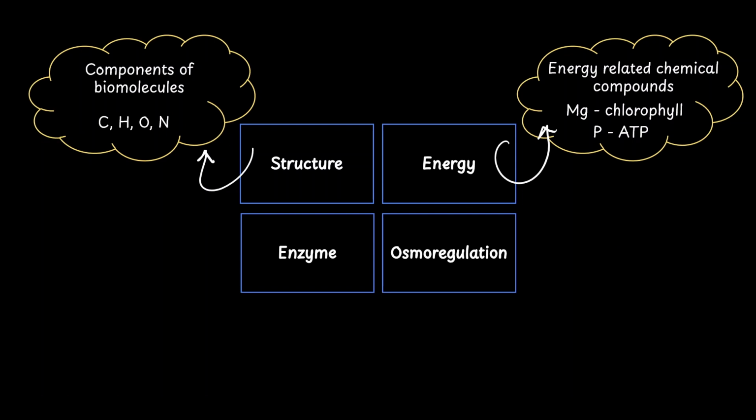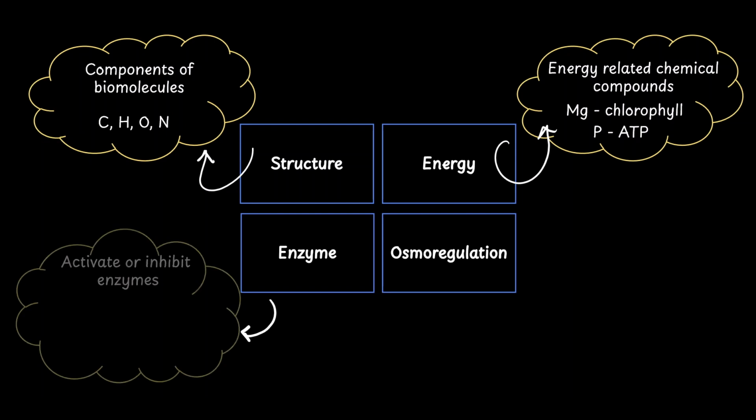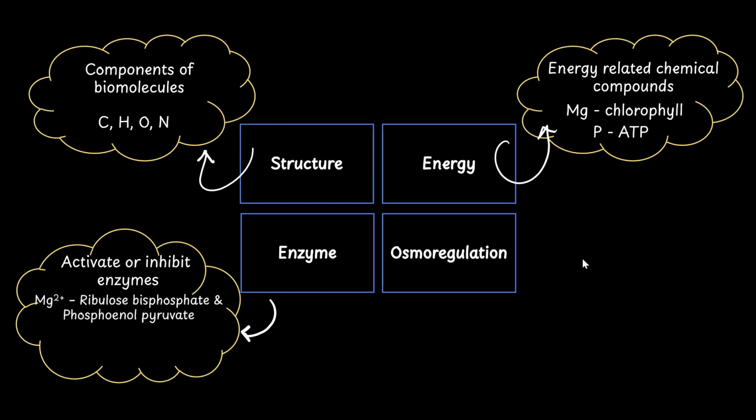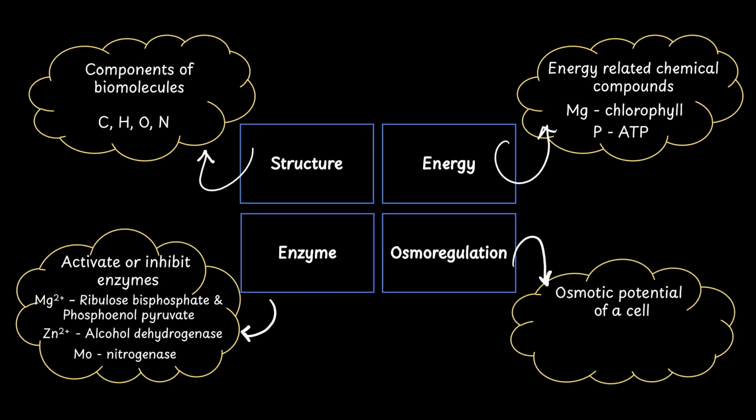Certain essential elements activate or inhibit enzymes. Magnesium is an activator for both ribulose bisphosphate as well as phosphoenol pyruvate, both of which are critical enzymes for fixation process in photosynthesis. Zinc is an activator of alcohol dehydrogenase and molybdenum is very important for nitrogenase during the nitrogen metabolism. And finally, some essential elements can alter the osmotic potential of a cell.